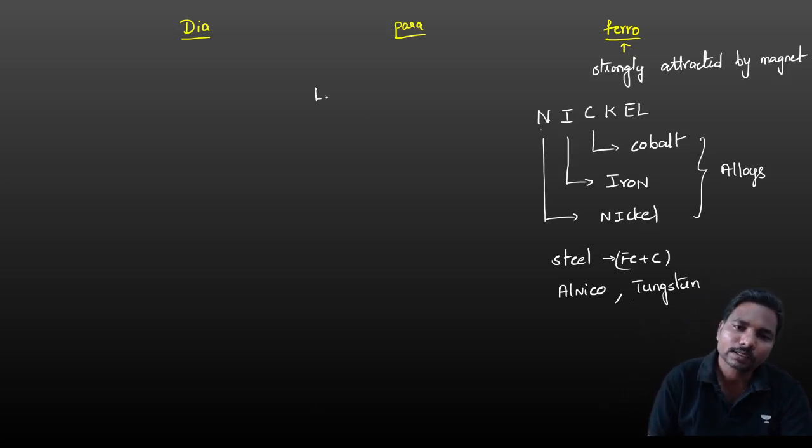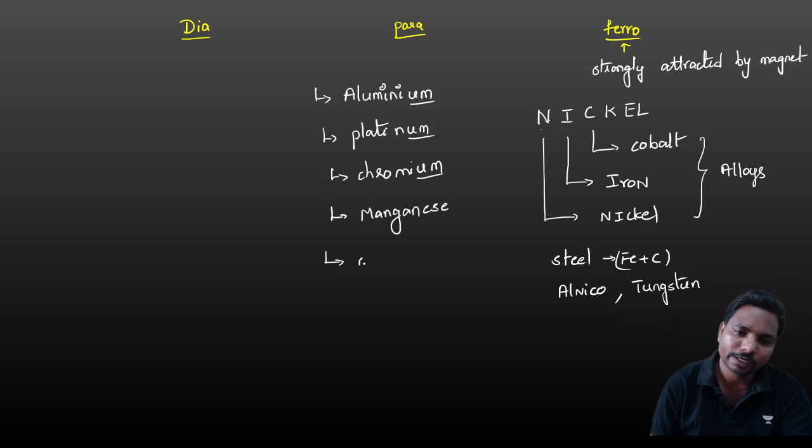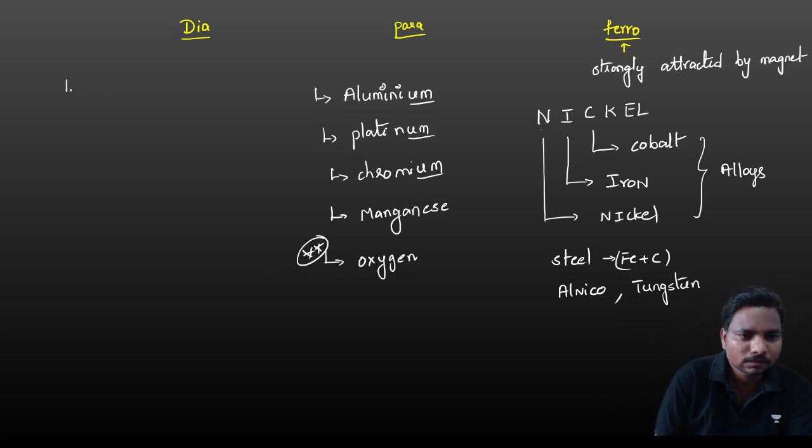Coming to para, just remember the ones ending in -ium: aluminium, platinum, chromium. These belong to para. And M for manganese also belongs to para. And in case of air, oxygen belongs to paramagnetic material. Very important question.